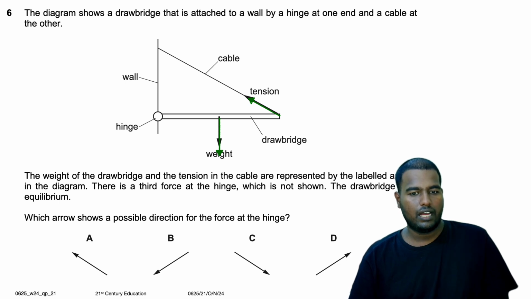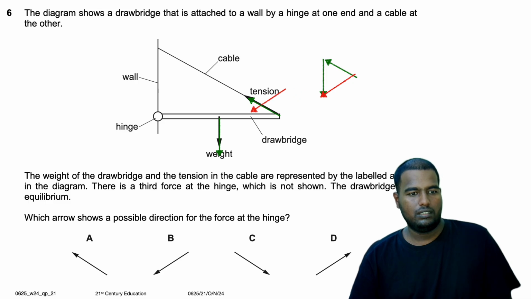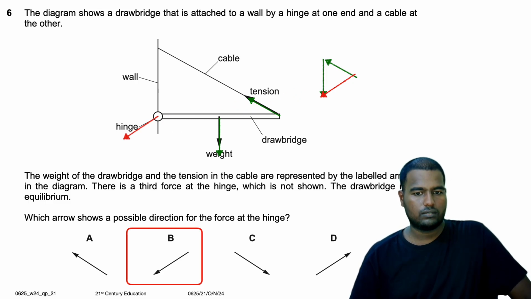Now we have to find the resultant force. So we will move both vectors without changing the direction. First we will move the weight, then we will move the tension. Now we have to draw from tail to head. So this is our resultant force. This will act at the hinge. So it looked like option B, but it's wrong.